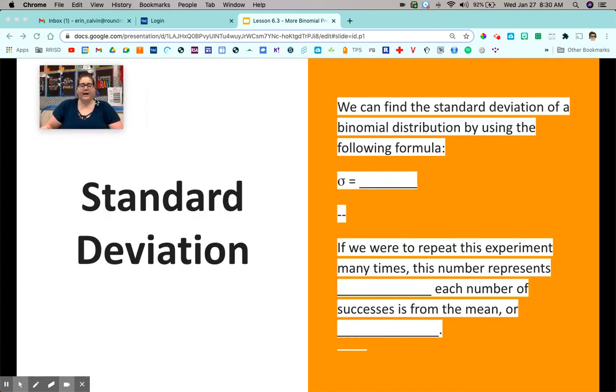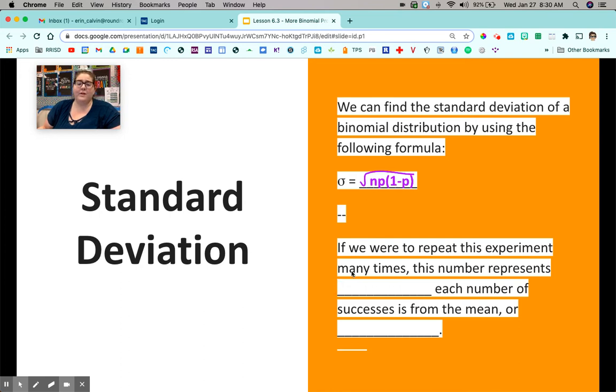So let's talk about our last topic for today, which is standard deviation, and then we'll do an example where we put it all together. So standard deviation, we can find the standard deviation of a binomial distribution by using the following formula. The symbol we use for standard deviation, it kind of looks like an O, but it's got this little extra piece. This is sigma. It's another Greek letter. The way we find the standard deviation for a binomial model is by doing the square root of n times p times 1 minus p.